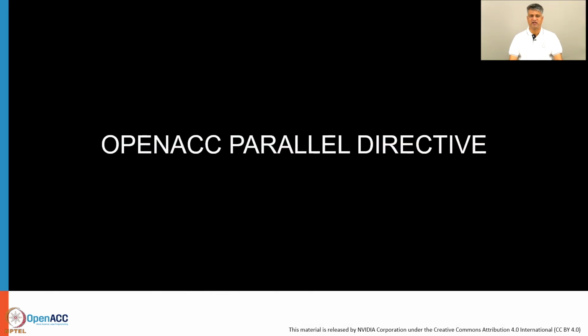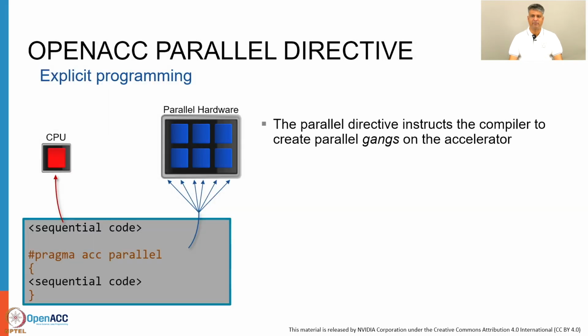So first we will now focus our efforts on the OpenACC parallel directive. If you look at the explicit programming model, the parallel directive instructs the compiler to create a group of threads which are organized into a gang, and then it creates parallel gangs on the accelerator. Let's say that you have parallel hardware which is either a multi-core CPU or a GPU. The CPU, or a single core, deals with the sequential code until it hits the OpenACC directive, using pragma for C++. Then it generates the parallel versions of the bits of sequential code to run on the parallel hardware.